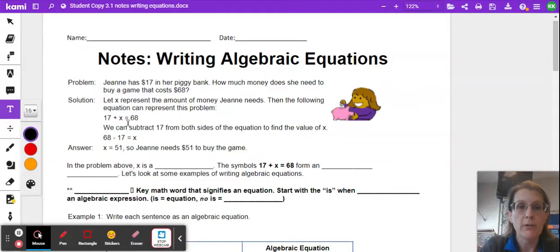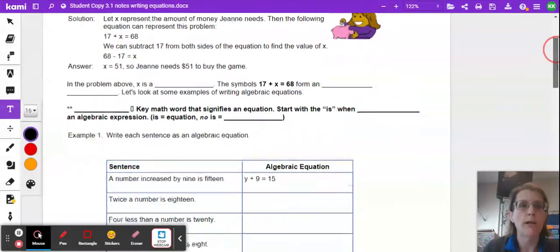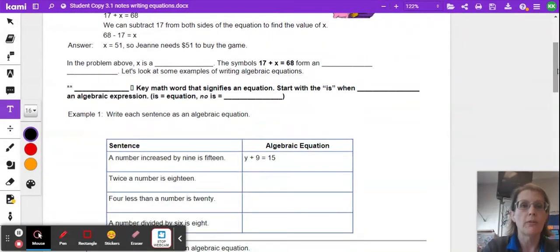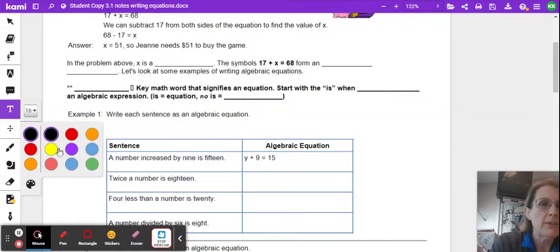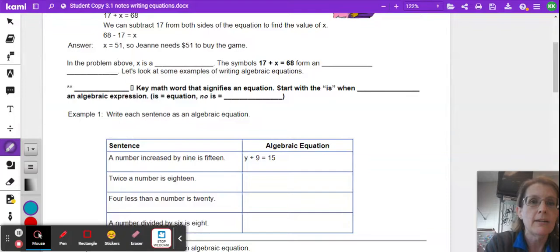And then we will be talking about subtracting to solve one-step equations, but we're not going to do that for several lessons. So today our focus is going to be on writing algebraic expressions given words. So for the problem above, we're going to talk about some vocabulary. X is a variable.